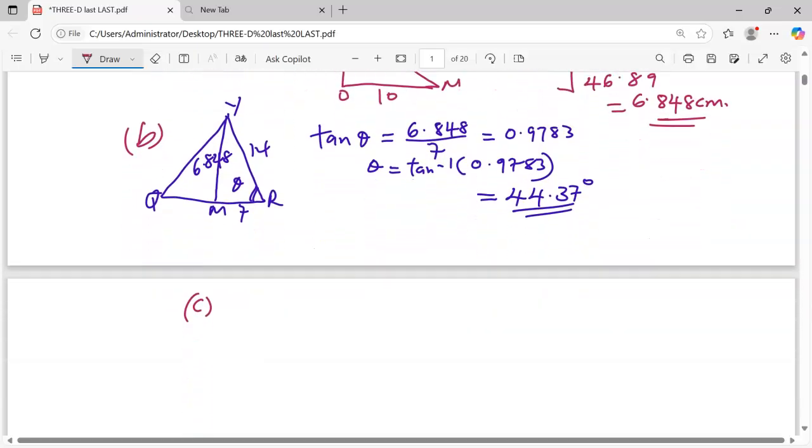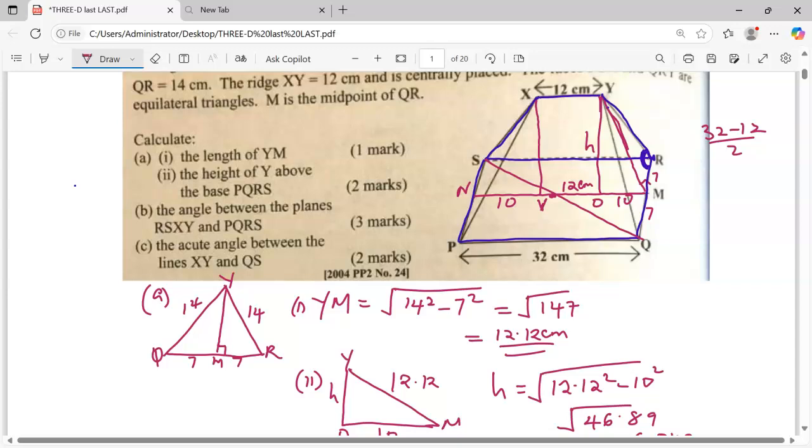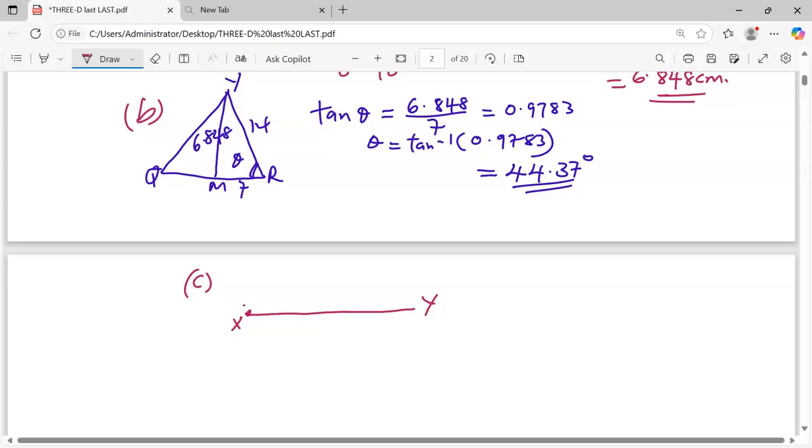We are going to have something that is looking like this. This is where we are going to have X and Y. So we are going to bring XY down here at this particular point. Then we have Q at this end here. This is our point S. This is our point Q. We are going to have X to this particular point M.